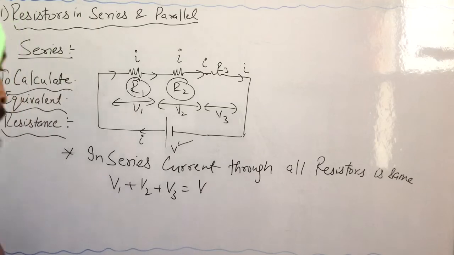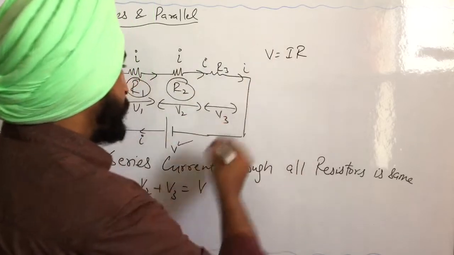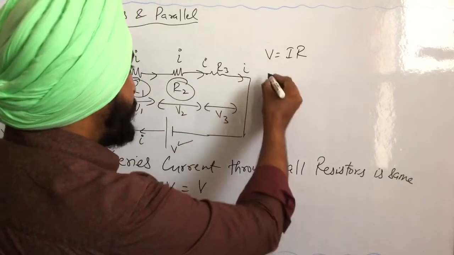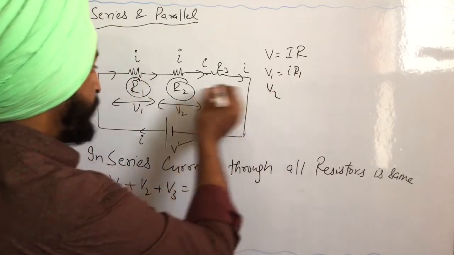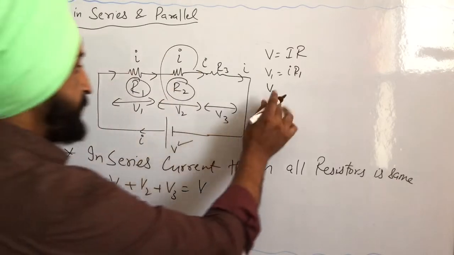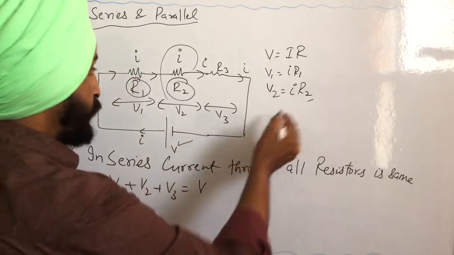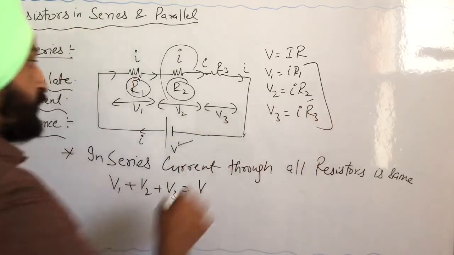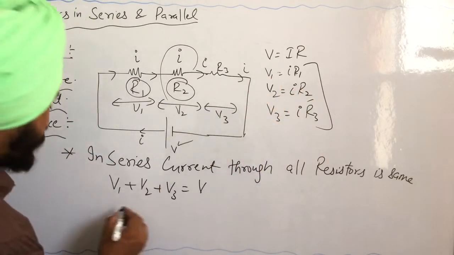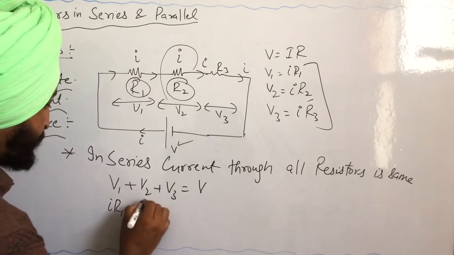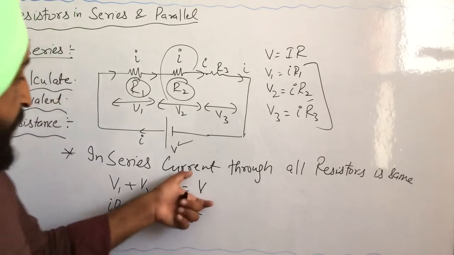Now we know according to Ohm's law V is equal to IR. So in place of V1 we can write I into R1. Similarly in place of V2, the potential at the second resistor, we can write the current, again I, the same, and its resistance is R2. Similarly for the third. Now substituting the values of V1, V2 and V3, we get IR1 plus IR2 plus IR3, and this would be equal to the net potential of this battery.